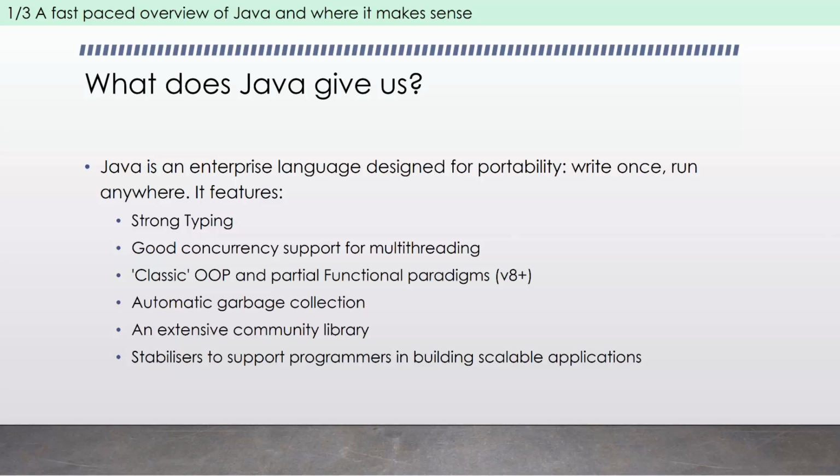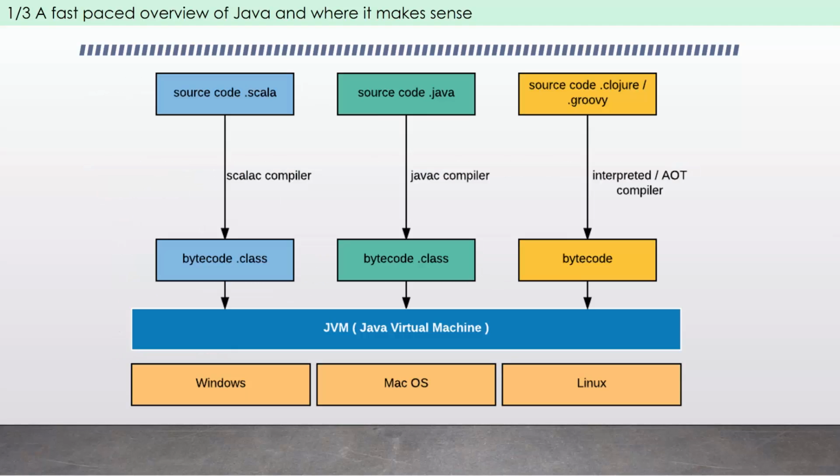Java also gives good stabilized support for programmers in building scalable applications. It is opinionated, kind of like Angular is opinionated. So there's certain structure that's provided for you out of the box. There's certain rules you have to follow, which keeps things nice and consistent on the whole.